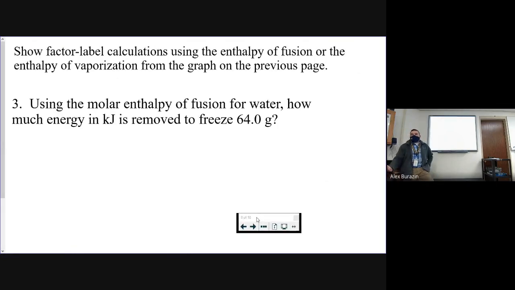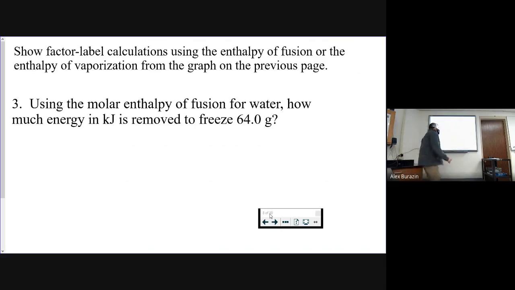Use the molar enthalpy of fusion. Actually, I don't want the molar enthalpy. I lied. Using the enthalpy of fusion. Sorry about that. How much energy in kilojoules is removed to freeze 64 grams of water?